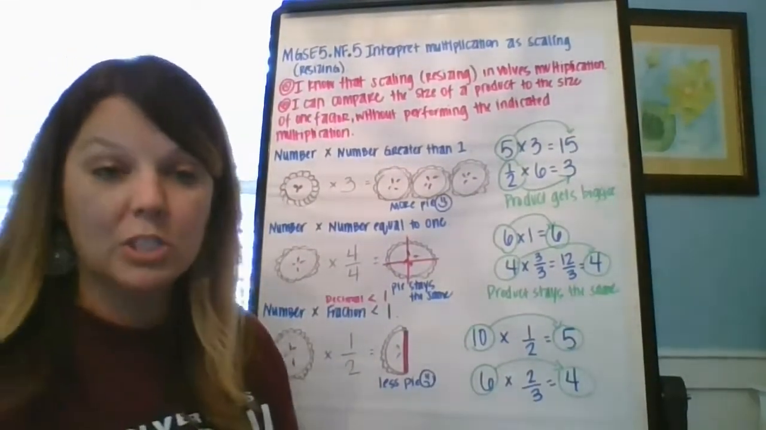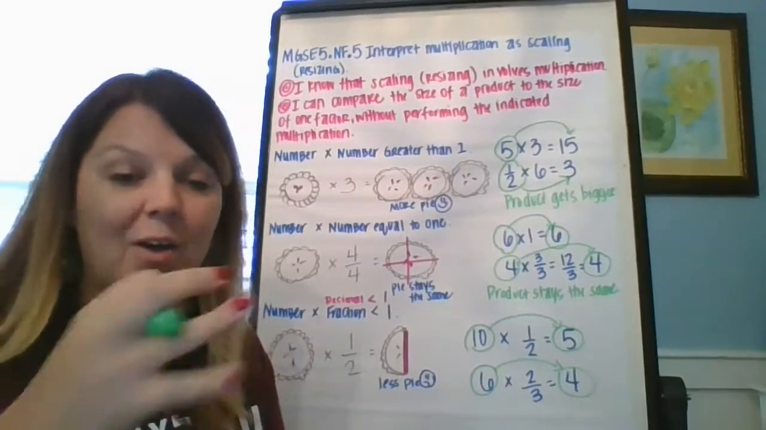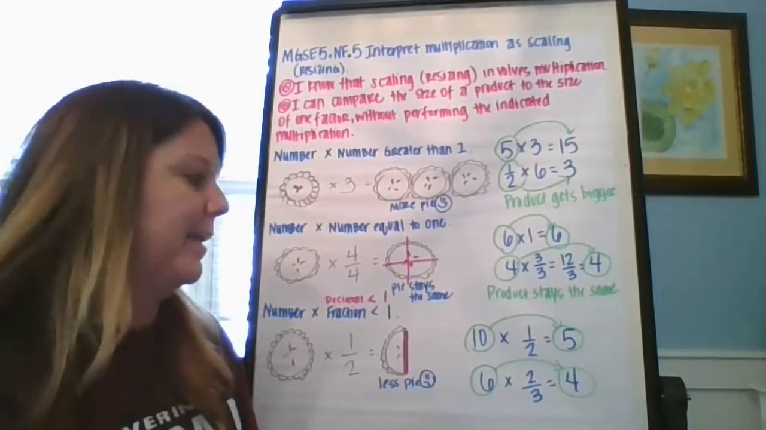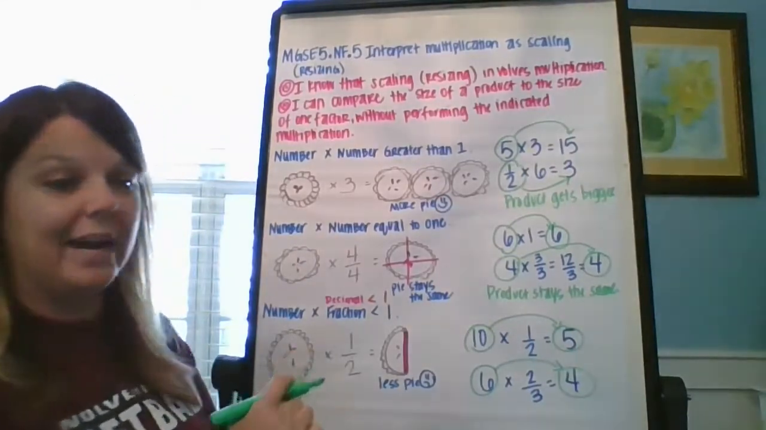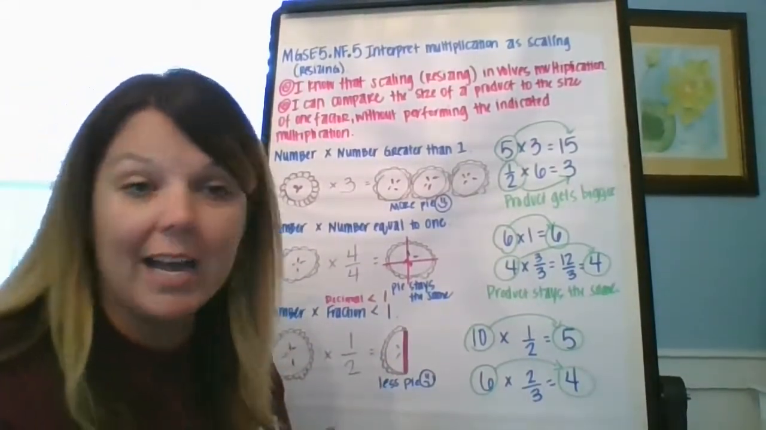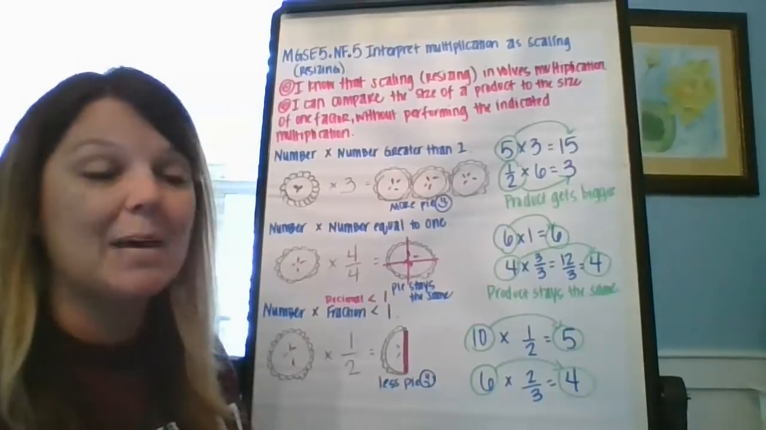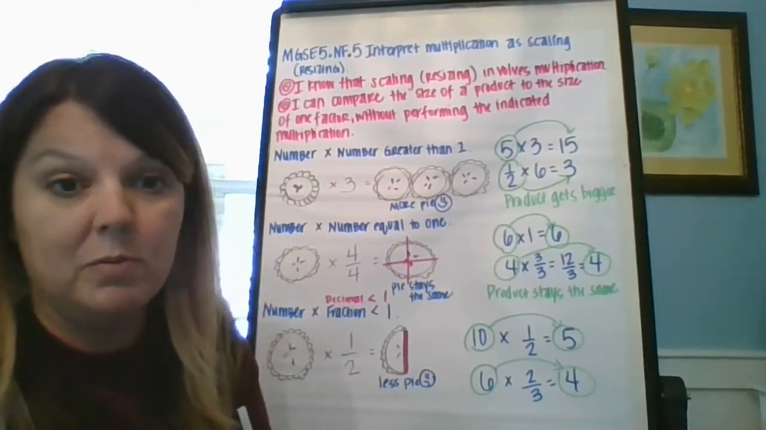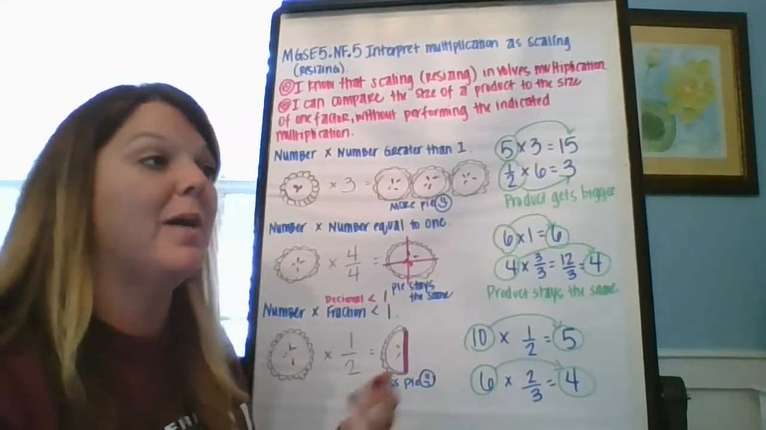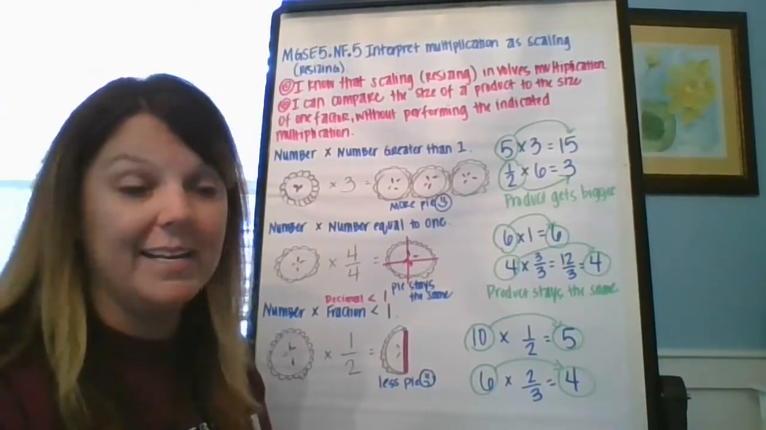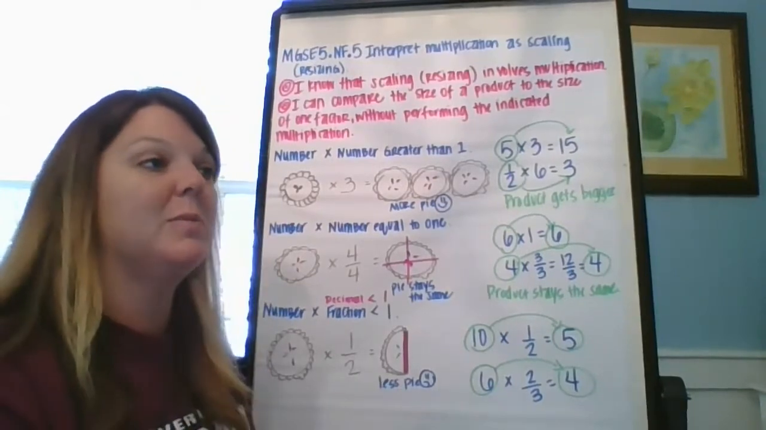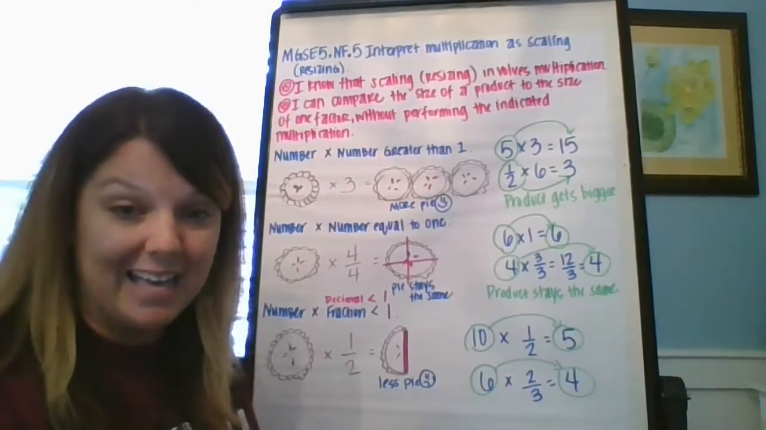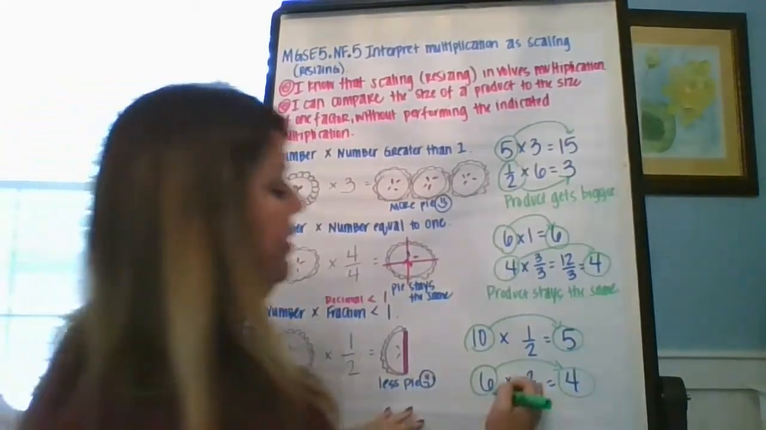So the idea behind this standard is that you can know whether it's going to get bigger or smaller or stay the same without actually having to work it out. Now, can you always work it out? Probably. I can't think of any situation where you're not going to be allowed scratch paper to work it out. But the idea behind the standard is that you know, if I'm multiplying by something more than 1, it's going to get bigger. If I'm multiplying it by something equivalent to 1, it's going to stay the same. And if I'm multiplying it by something less than 1, my product, my answer, is going to be less than what I started with.